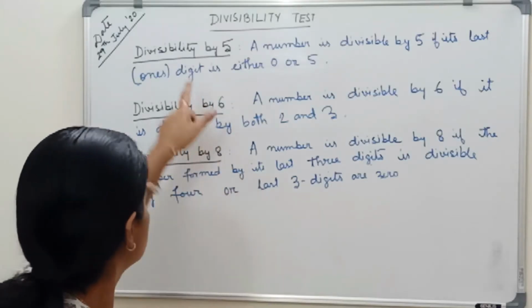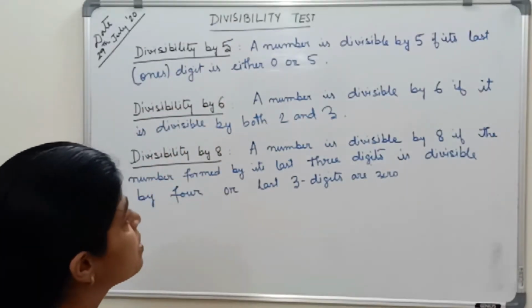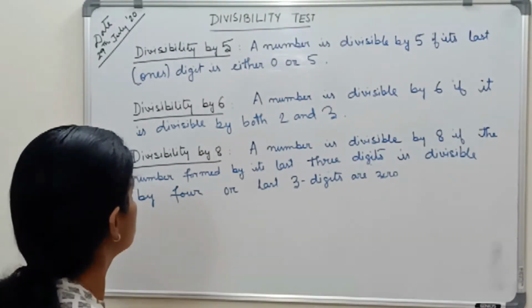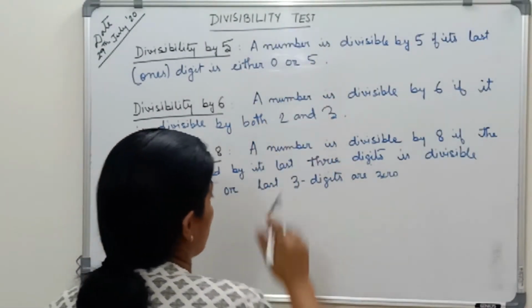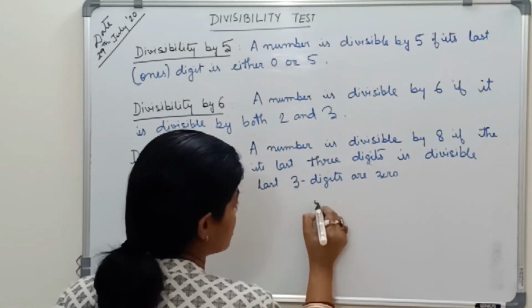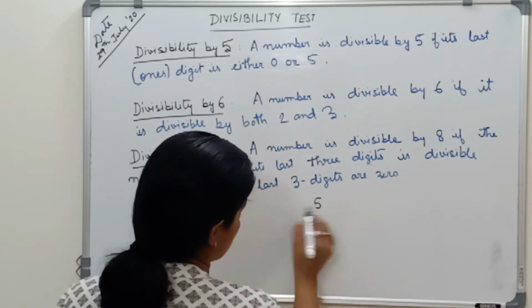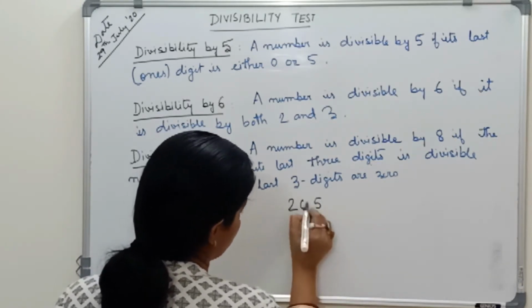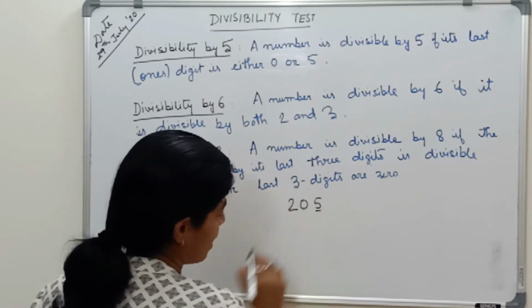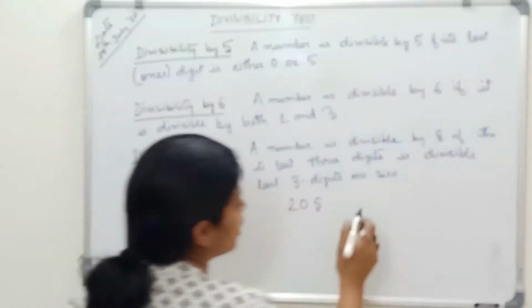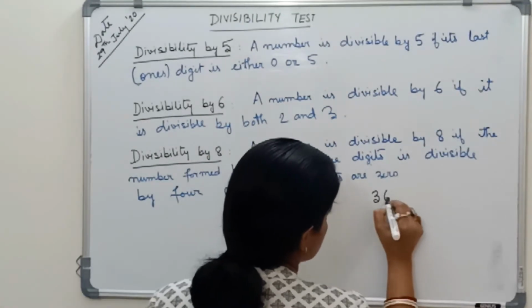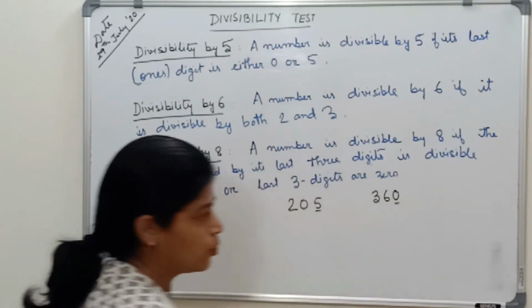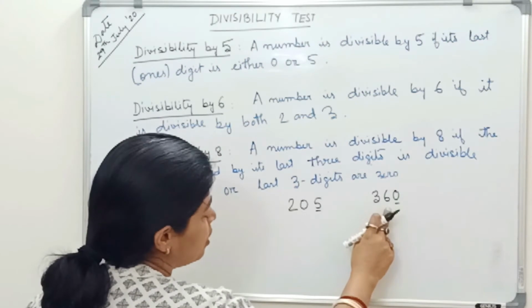Now coming to divisibility of 5. A number is divisible by 5 if its last digit is either 0 or 5. A number having the last digit either 5 or 0. Suppose a number is 205. So the last digit is 5, so it will be divisible by 5. Or a number, suppose 360. So the last digit is 0. Then also this number will be divisible by 5.